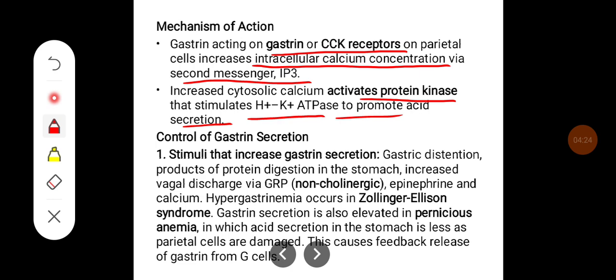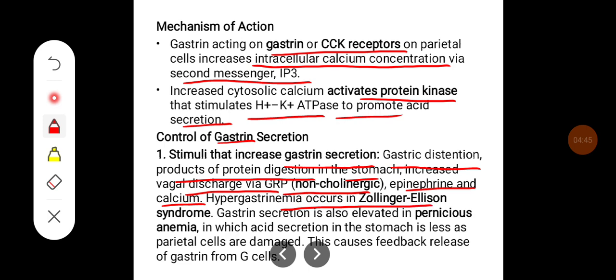How is gastrin secretion controlled? It is controlled by stimuli that increase gastrin secretion. These are distension, products of protein digestion in the stomach, increased vagal discharge via GRP, that is non-cholinergic, epinephrine, and calcium.